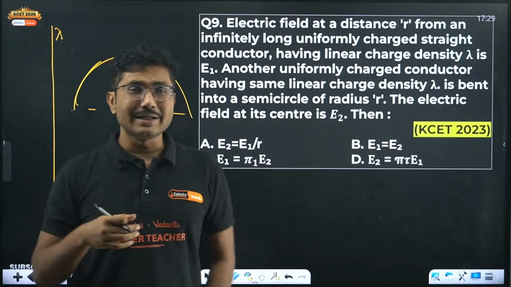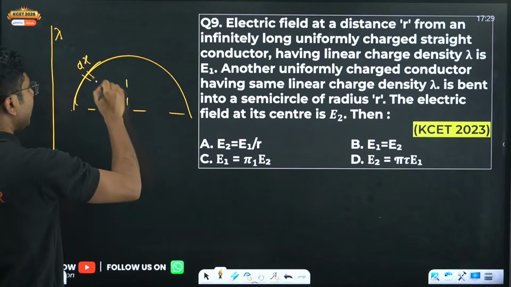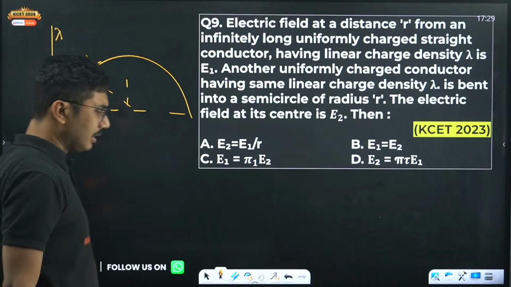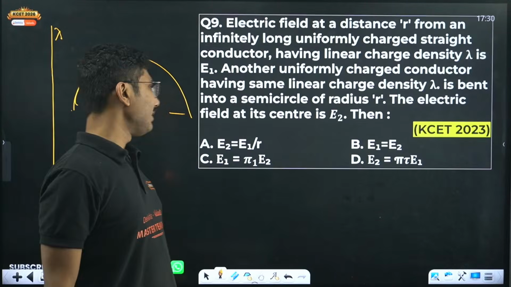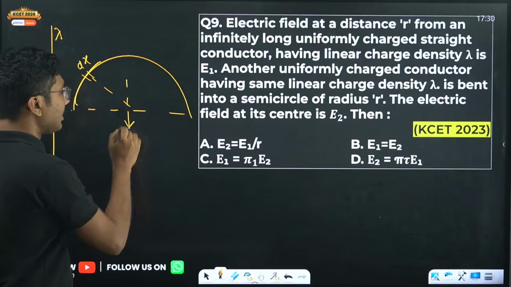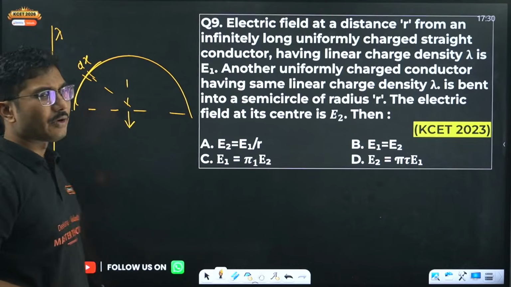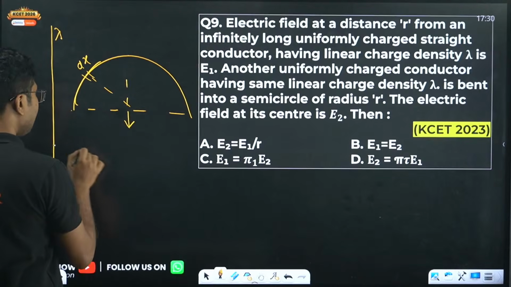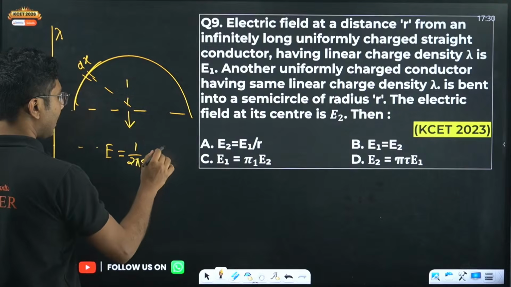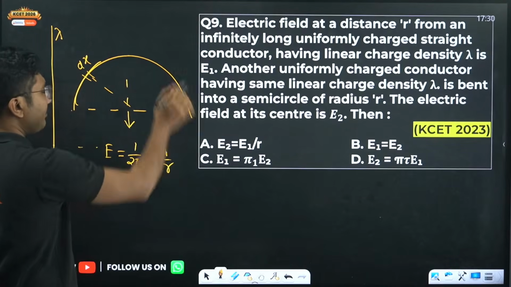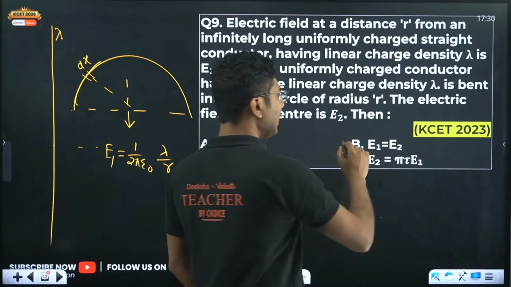If you want to do the integration, you need to take a small element here, solve it, take the integration, then add all the electric fields, and then you will get the net electric field. But there is an easier way, which is to understand that we are considering a long wire. The electric field is generally given by E is equal to 1 by 2 pi epsilon naught lambda by r, and if you calculate the electric field for this also, you will get the same value. So E1 and E2 will be equal.